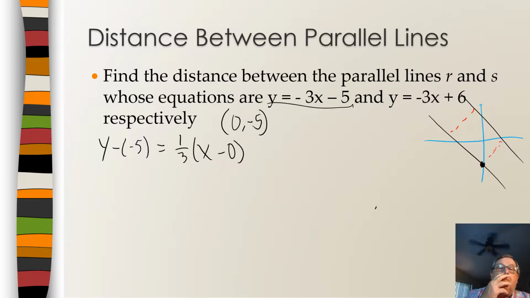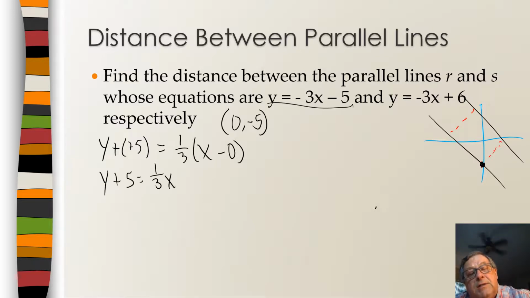All right, so there we got an endpoint and slope. y minus negative 5, which is going to become positive, equals 1/3 times x minus 0. So we got y plus 5 equals 1/3 x, since 1/3 times 0 is just 0. Let's subtract 5 from both sides. And so our equation for the line that's perpendicular to both of these two lines is y equals 1/3 x minus 5.